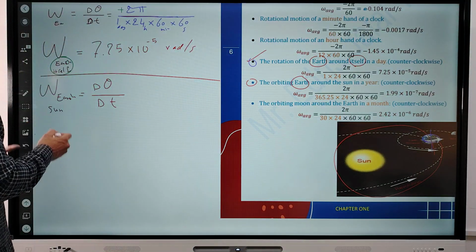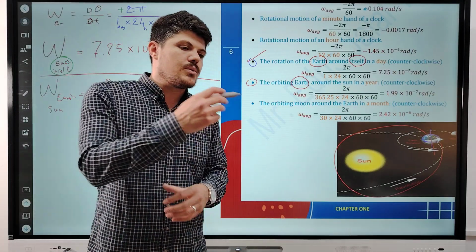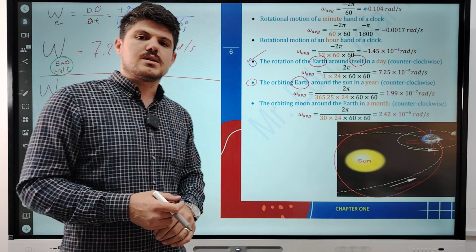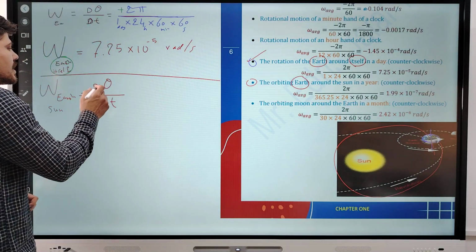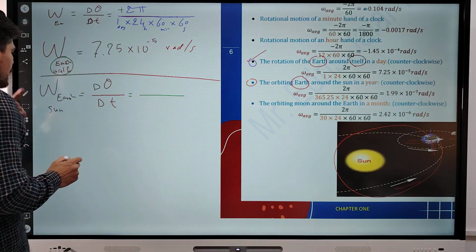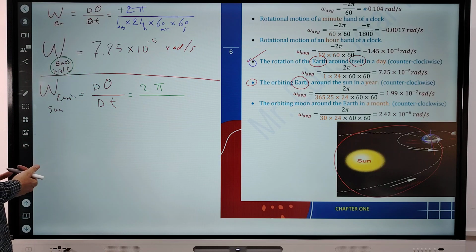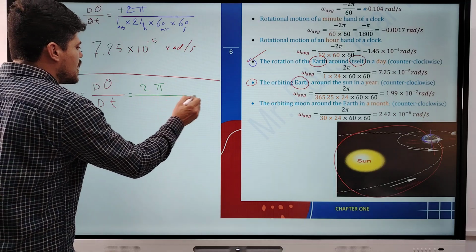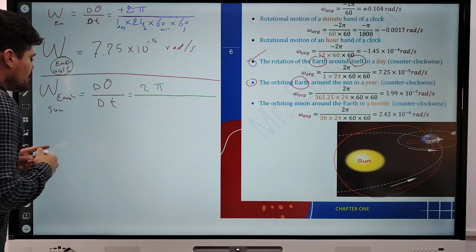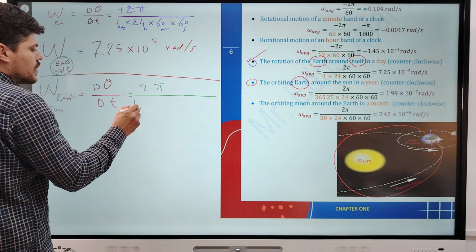Okay? And also for the orbiting, how is the Earth orbiting the Sun, in which direction? In the counterclockwise direction. That is why the angular displacement is considered positive. So 2 pi for one complete orbit of Earth around the Sun divided by time. The time is different from rotating Earth around itself. For orbiting Earth around the Sun, we have 1 year.